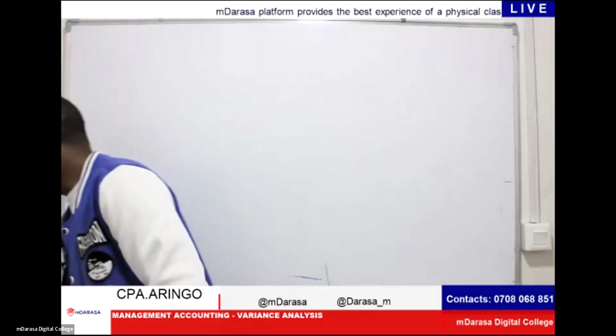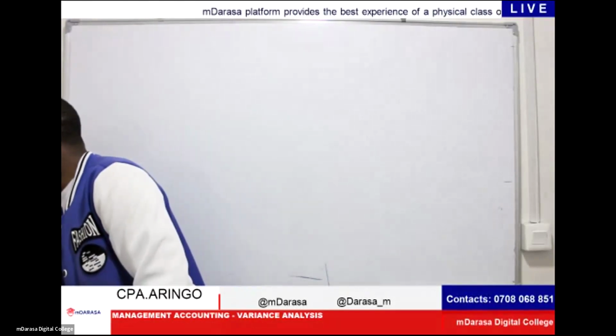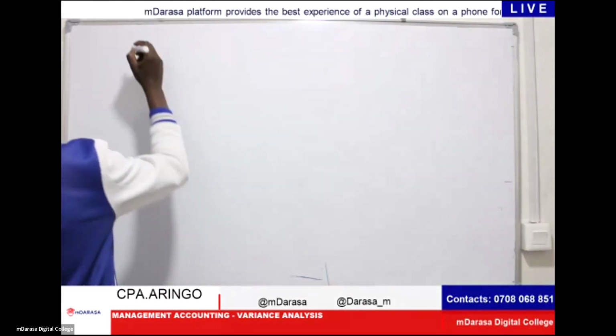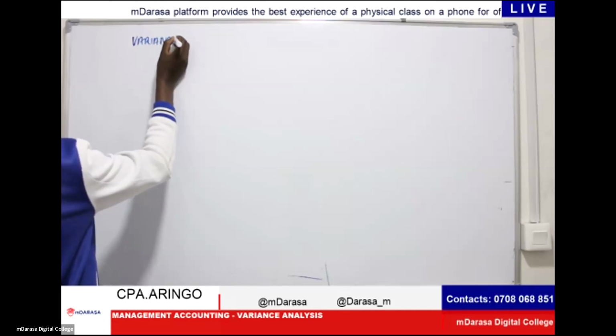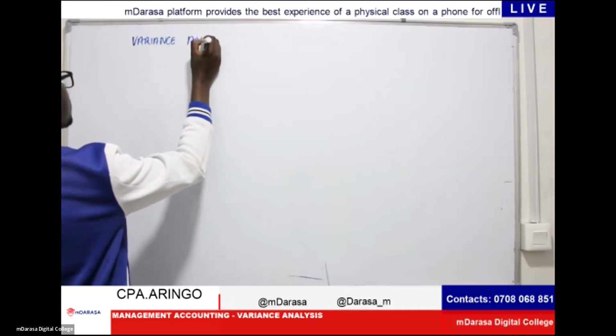Remember in our last class, we had introduced the component of variance analysis. We agreed that we'll be having 5 main components, and I think we analyzed a bit of them. So here is a quick recap on what we did under variance analysis.